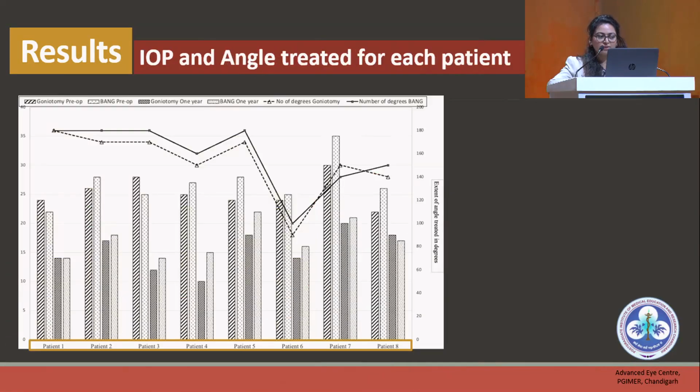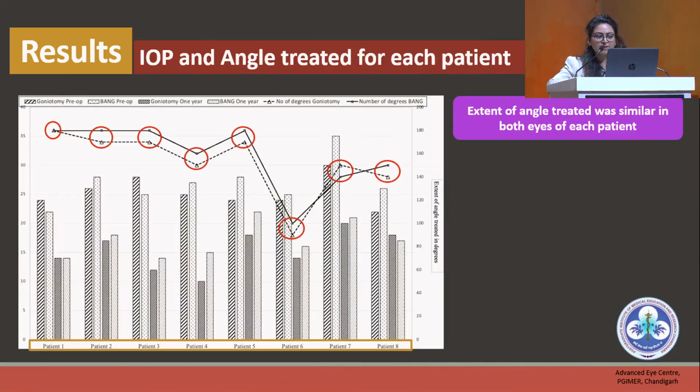At any standpoint. This graph summarizes the entire study, in which we can see that the line diagrams are showing the degrees of angle treated for each eye in the BANG group and the goniotomy group, and the extent of angle treated was similar in both the eyes of each patient.